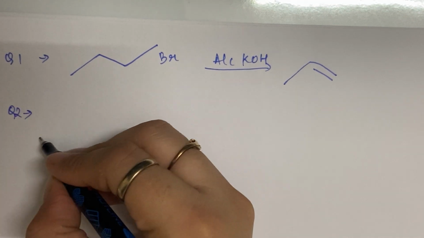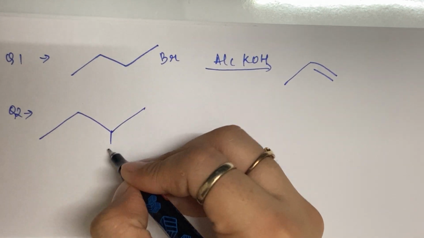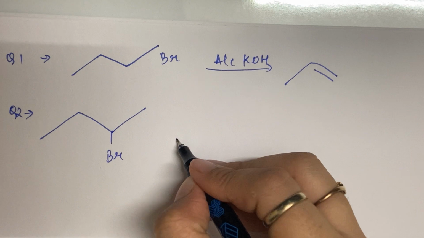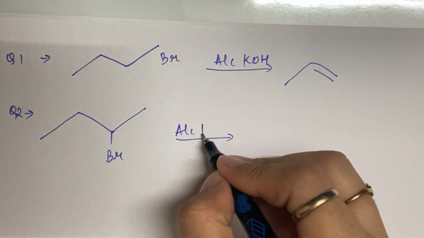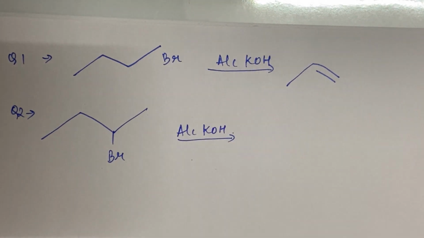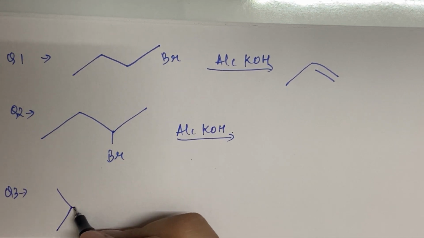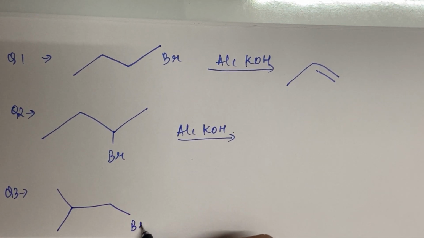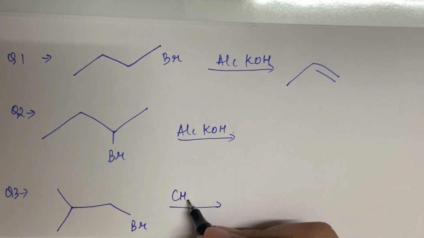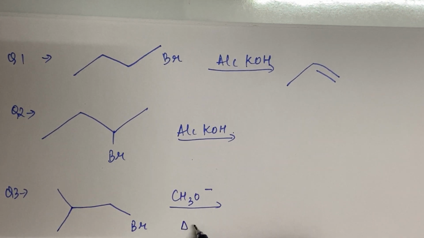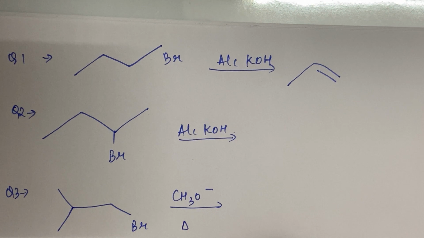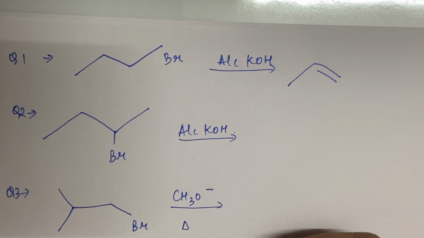Question 2. You have this, with alcoholic KOH. You can try on your own. Question 3. You are taking CH3O minus and delta. Delta means that it is occurring at high temperature only. So if it has high temperature, it means that it is E2 or E1? Yes, it is E2.